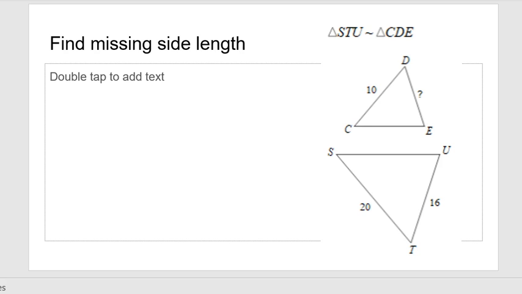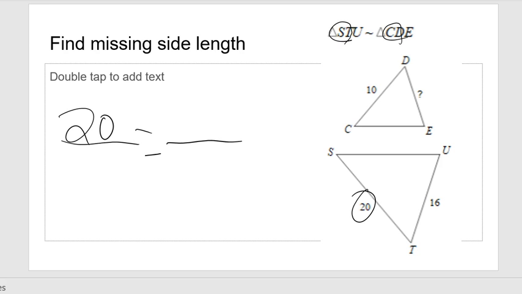Alright, last one in this one. I can pick any one I want. Let's pick the 20. Let's put the 20 right here. ST is the first two. The first two here is CD, which makes it 10 over 16 over x.